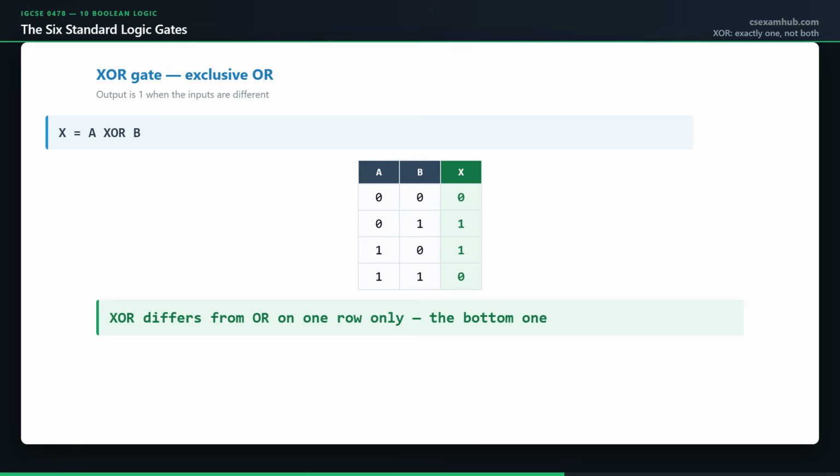Now look carefully at where XOR and OR differ. They agree on the first 3 rows entirely. They differ on one row only, the bottom row, where both inputs are 1. OR says 1 because at least one input is on. XOR says 0 because the inputs are not different. That single row is the whole distinction, and it is the row examiners test.